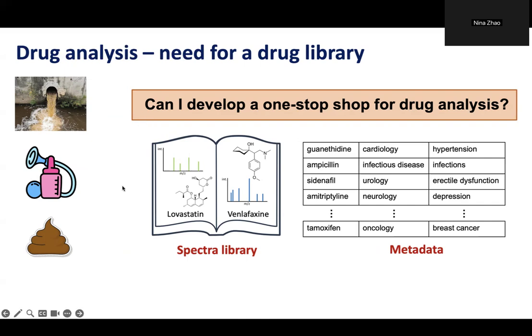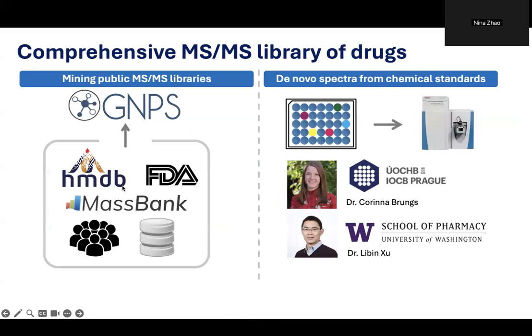So this is where I started with this project, and the first step was to develop a reference library for drugs. So where do I get reference spectra? First, I mined public MS libraries, which include GNPS, MassBank, as well as most of the common open access MS library resources.